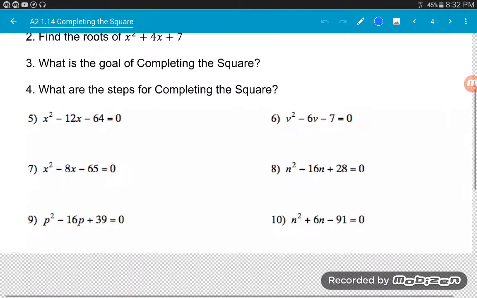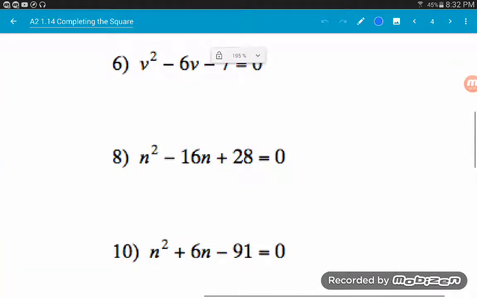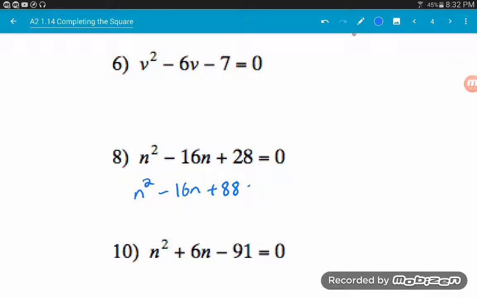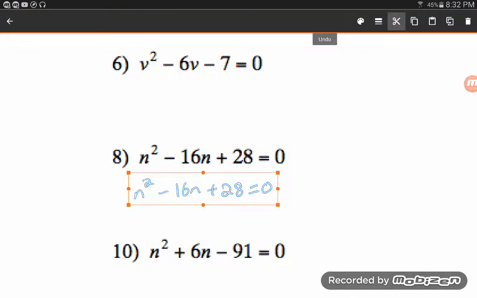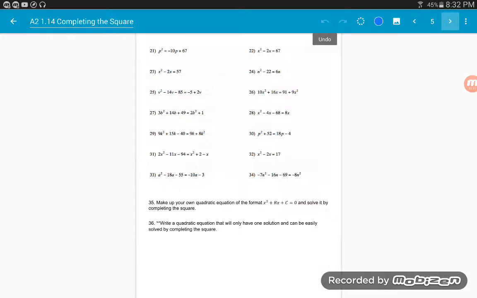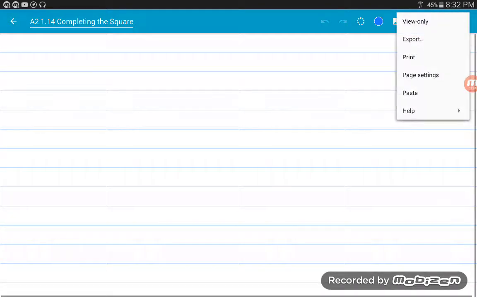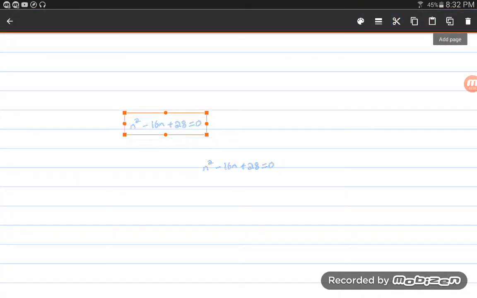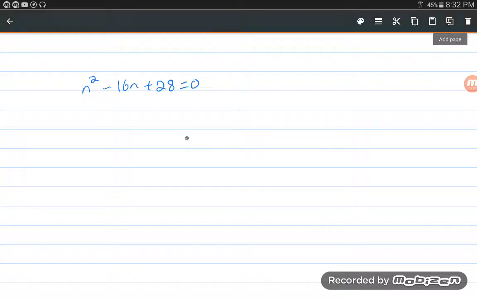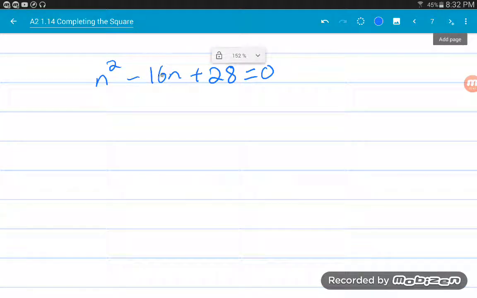I'm just going to switch pages. Okay. So let me take one of these. I'll take this one. The equation is n squared minus 16n plus 28, not 88, 28 is equal to 0. I'm going to take this guy over to another page so I have a little bit of room to work. Okay, so this is the original equation here.